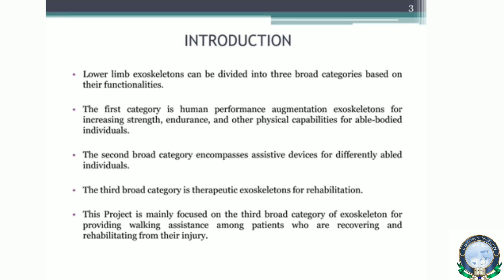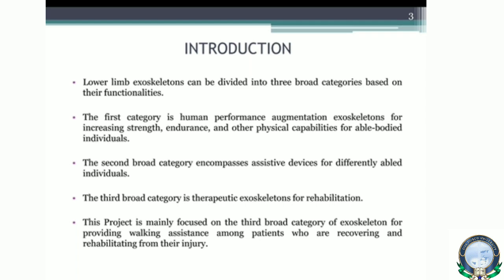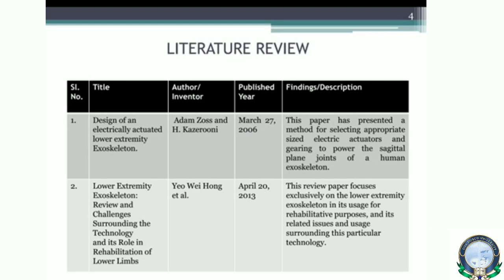This project is mainly focused on the third broad category of exoskeleton, for providing walking assistance among patients who are recovering and rehabilitating from their injury.